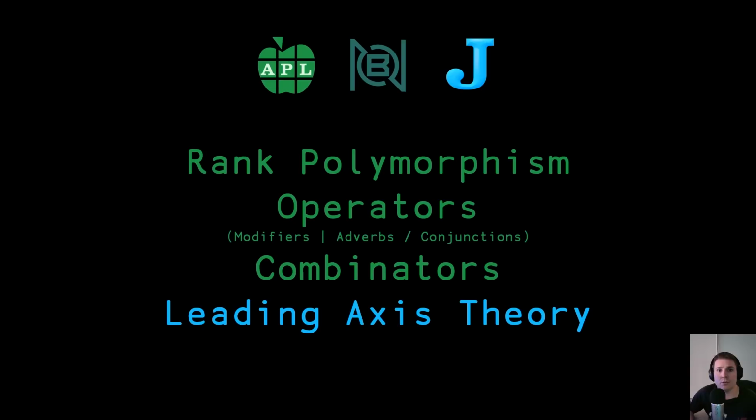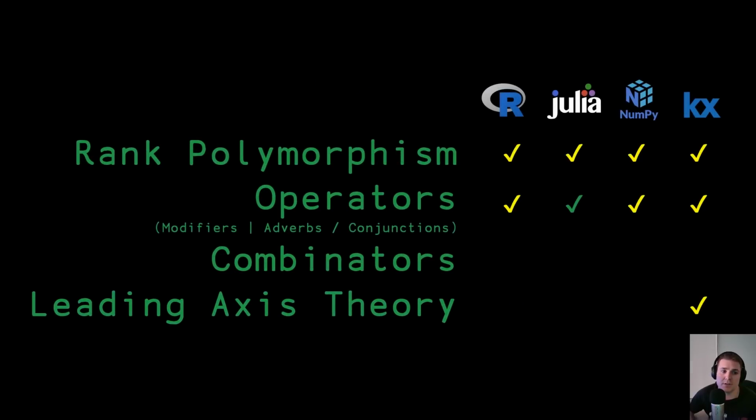So here we have gone through all 7 of our languages now. Let's take a look at the last 4 very quickly, how they line up against the 4 criteria that we looked at: rank polymorphism, operators, combinators, and leading axis theory. Now, I'm actually not 100% certain about all of this stuff. This is just my rough take on having learned about these languages over the last month and a half or so. And even the green checkmark that I've given Julia for operators, I still feel bad about due to the fact that it doesn't have a fully working outer product.